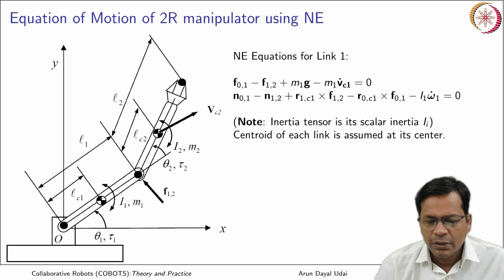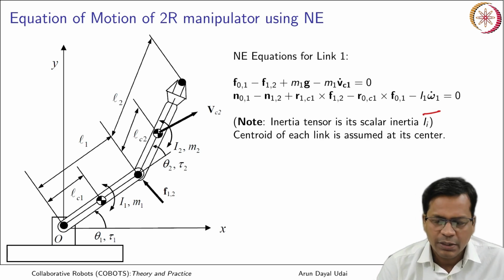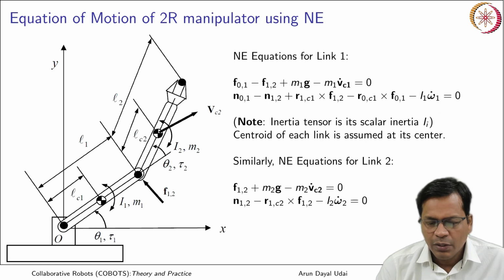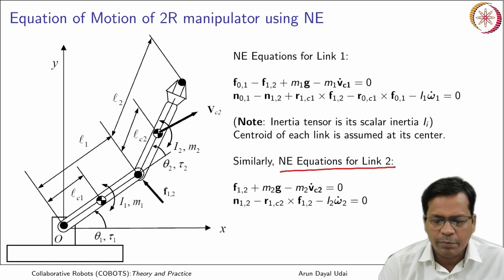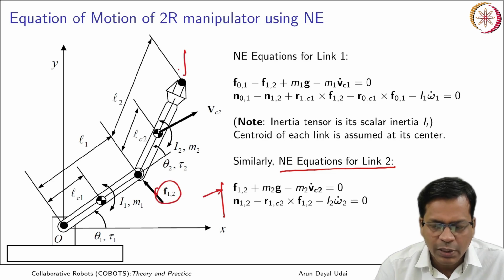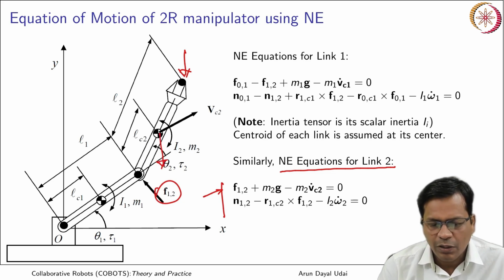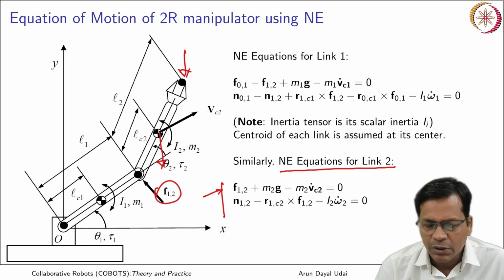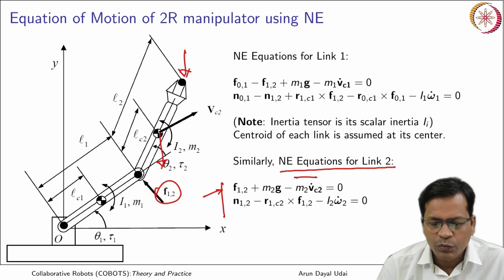Note here, inertia tensor is a scalar quantity, I1 and I2. Centroid of each link is assumed at its center. Similarly, Newton-Euler equation for link 2 can be written as this. So, it is F12, that is here, there is no external force that acts on it, and M2g is the force due to gravity acting at the center of mass location. So, sum of all the three forces, if it is in motion, should equate to M2 Vc2 dot, that is mass into acceleration.